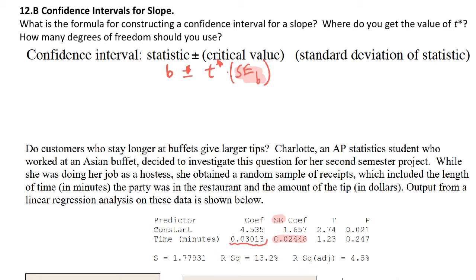Where do you get the value of t? Well, you could just check your app or whatever. It probably has t on there.